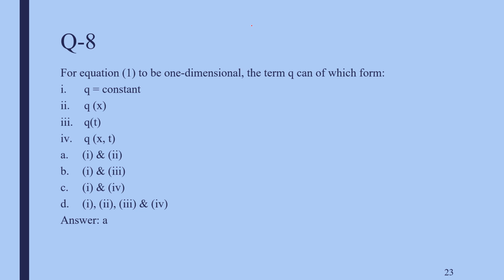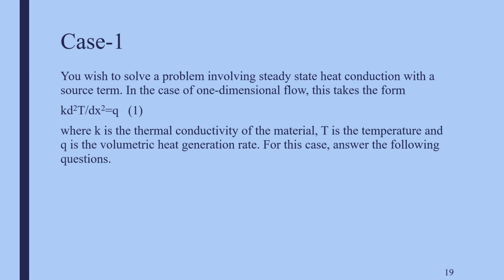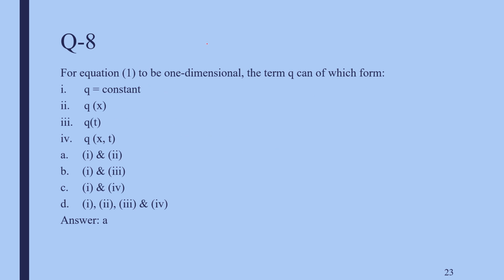It is given in that particular question itself that it is steady state heat conduction, so Q is not a function of time. Since it is a steady state, Q is not a function of time, so Q can be constant. Option 1 is right. Option 2, Q is a function of x is right, because Q is equal to k d square T by dx square is the equation given in equation 1. So that is again a one dimensional equation. So Q can either be constant here or Q can be a function of x. Both the possibilities are only there.